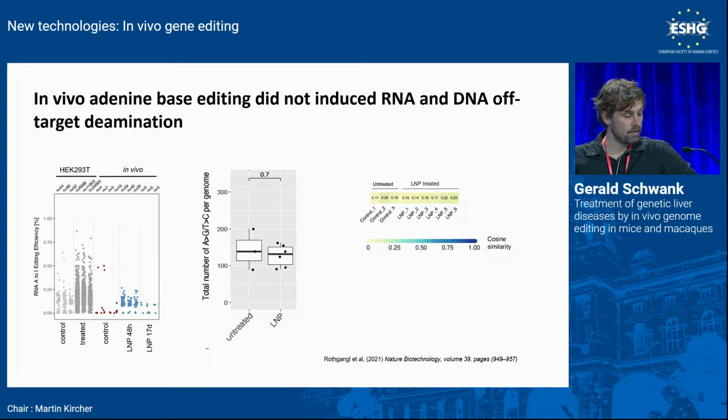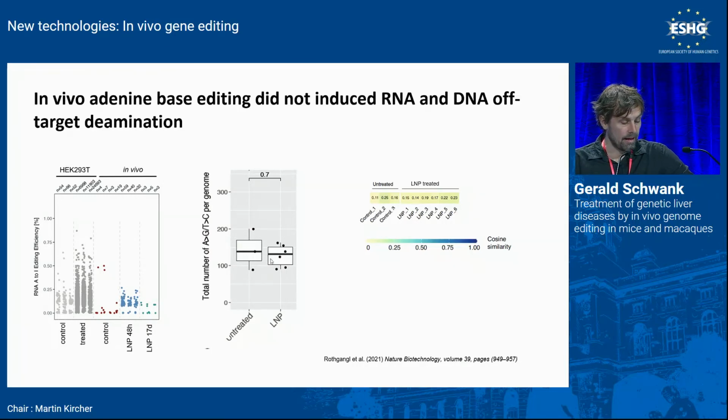Next, of course, we again checked for off-target editing on RNA. If you do that in vitro in HEK cells, you have tens of thousands of A to G conversions on mRNA, but in vivo, either 48 hours or 17 days after LNP injection, we only saw a very limited amount of off-target editing on mRNA.